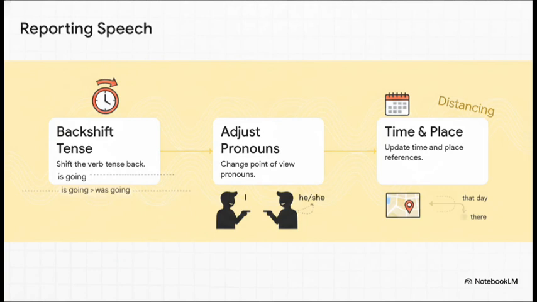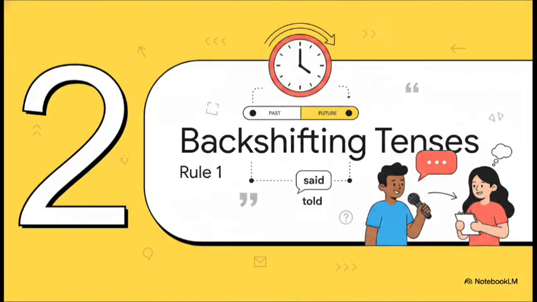To make that transformation happen smoothly, literally every single time, we use a foolproof three-step formula. Step 1, backshift the tense. Step 2, adjust the pronouns. Step 3, change time and place references. It's essentially a distancing effect. We are actively moving the sentence away from the original speaker's present reality and bringing it into our own reported reality. Section 2, Rule 1, backshifting tenses.